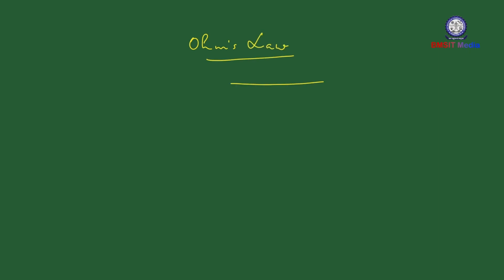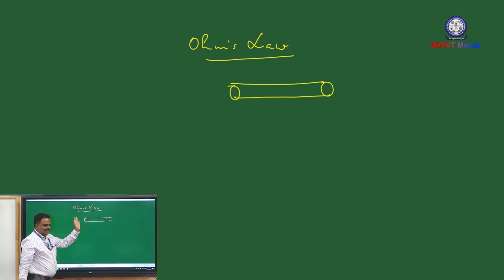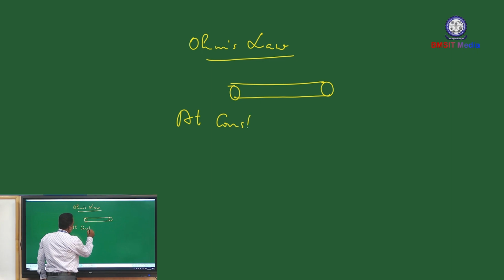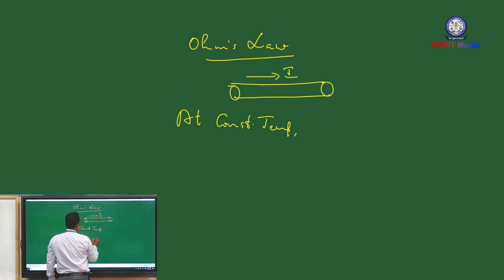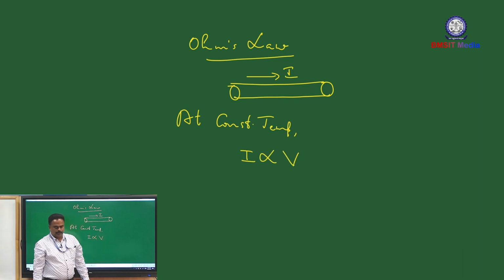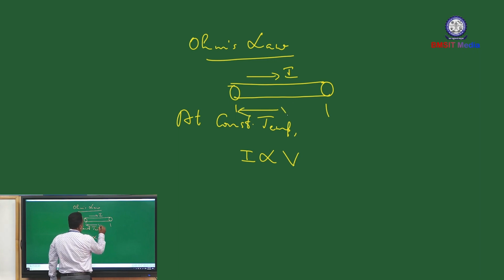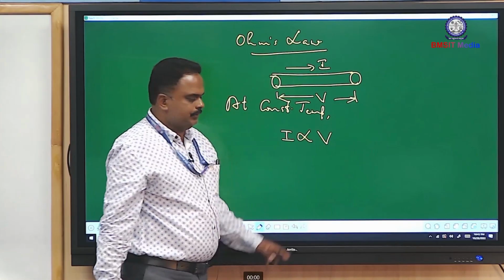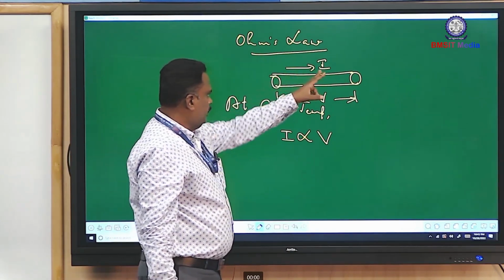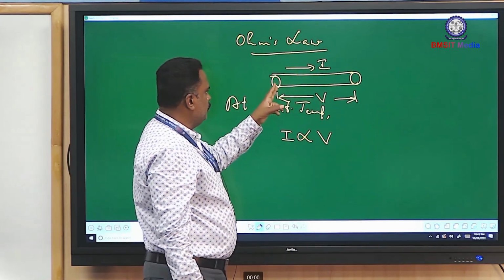If you take a conductor, Ohm's law states that at constant temperature, and this is very important, the current through a conductor is directly proportional to the potential difference across its ends.